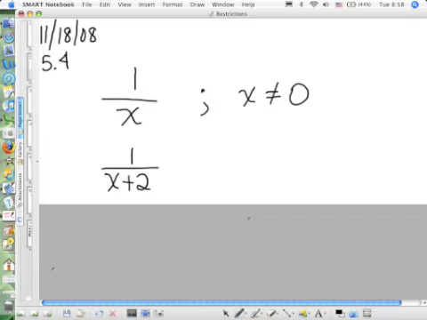Now, in this denominator, x is not by itself. It's being added to something. X can equal 0 in this case because the denominator will be 2. But we need to figure out what value x can not equal so that this entire denominator does not equal 0. What can x not be? X cannot be negative 2. Very good.